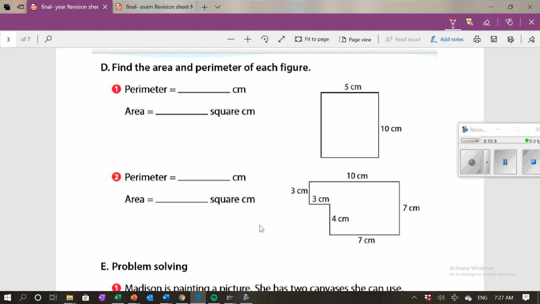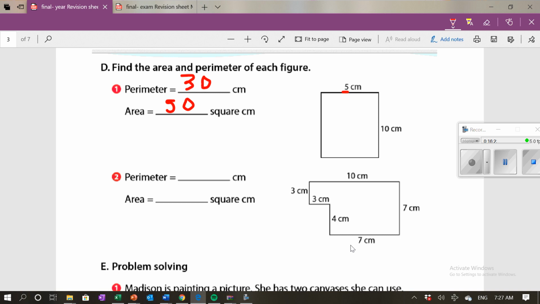Here, find the area and the perimeter for each figure. As you remember, for this rectangle, the perimeter is double L plus double W. So double 5 is 10, and double 10 is 20. So 10 plus 20 is 30. The area is just multiplying 5 times 10, which is 50 square centimeters.